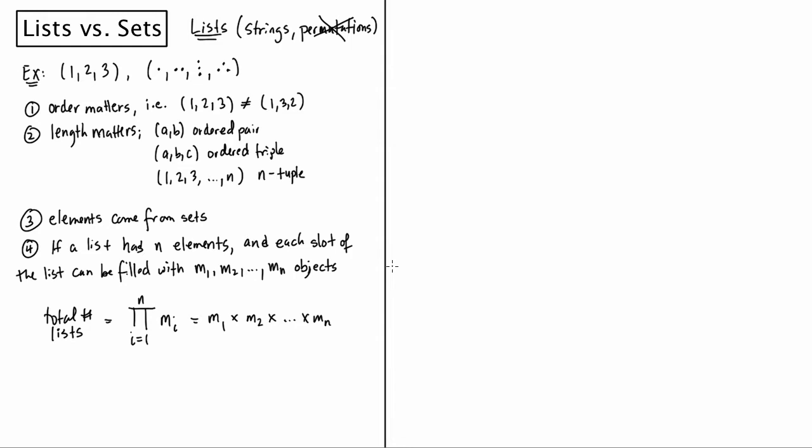Putting it all together, when you come up with this total, it is known as the multiplication rule. In a future video, we're going to apply the multiplication rule to look at a couple of different examples. But for now, the total number of lists that can be generated from M1 through Mn objects in each slot is the product of the number of choices for each slot. That's basically how you should think of it.